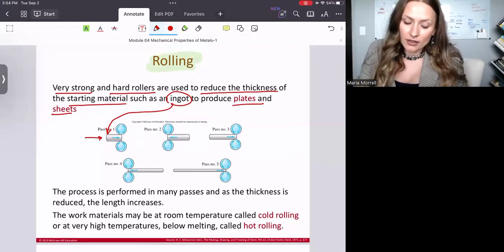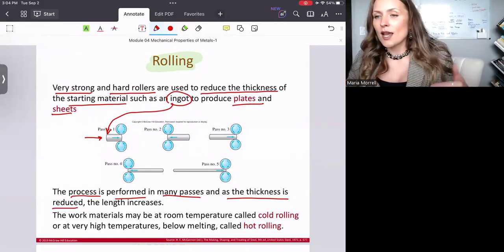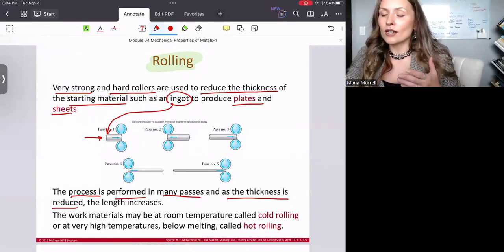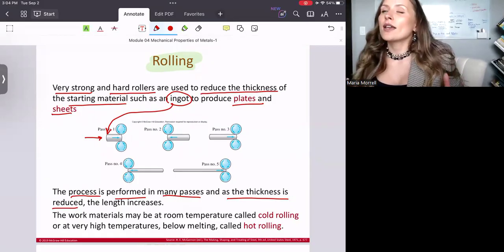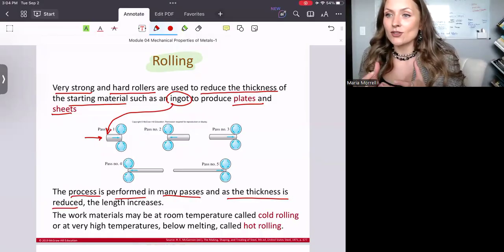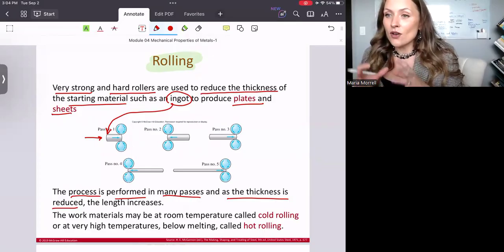Now, typically the process is performed in many passes, and as the thickness is reduced, keep in mind that the length will increase, but the volume will remain constant. If any of you are experienced with cooking and have ever made pasta from scratch, this process is similar, because you start with dough.